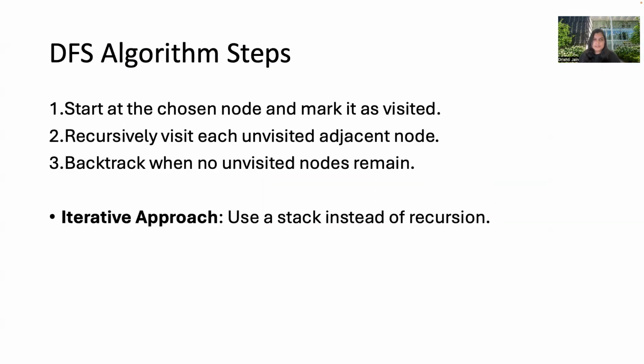To look at the algorithm, first you start at the chosen node, which is your source node, and mark it as visited. And you recursively visit each unvisited adjacent node and then backtrack when there are no unvisited nodes remaining in your path. There's also an alternative, an iterative approach, wherein you use a stack instead of recursion. We'll be looking at both of those code forms, but before we dive into the code, let's actually go ahead and look at what DFS looks like in action.